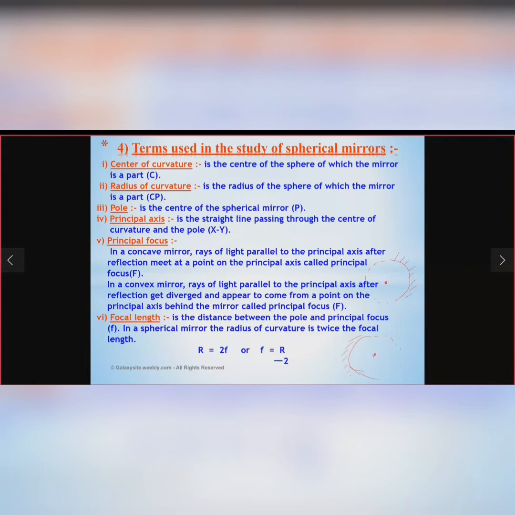What do we call that center? The center of the sphere of which the mirrors were a part. Ma'am, center of curvature. Okay, that is called a center of curvature. So suppose this is my mirror.